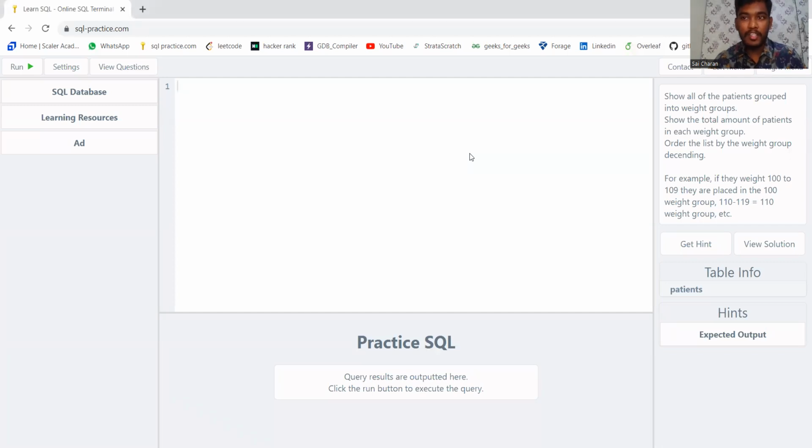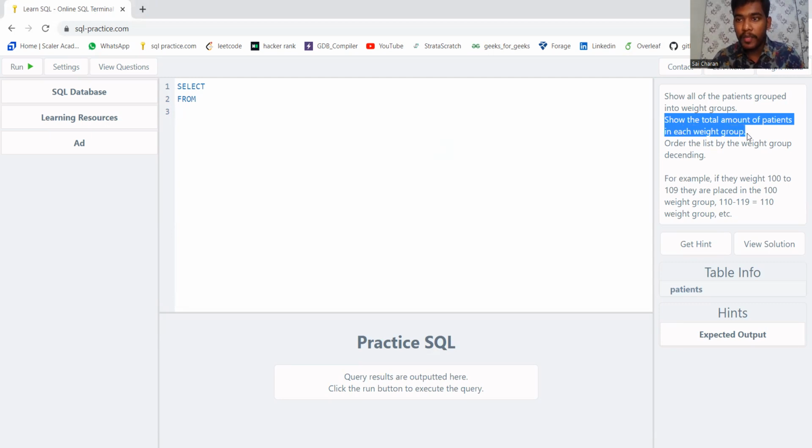Show all of the patients grouped into weighted groups. Show the total amount of patients in each group. Order the list by weight group descending. Okay, fine. So let's list out the clauses required, right? So select and from as usual, as we are selecting some columns from the table.